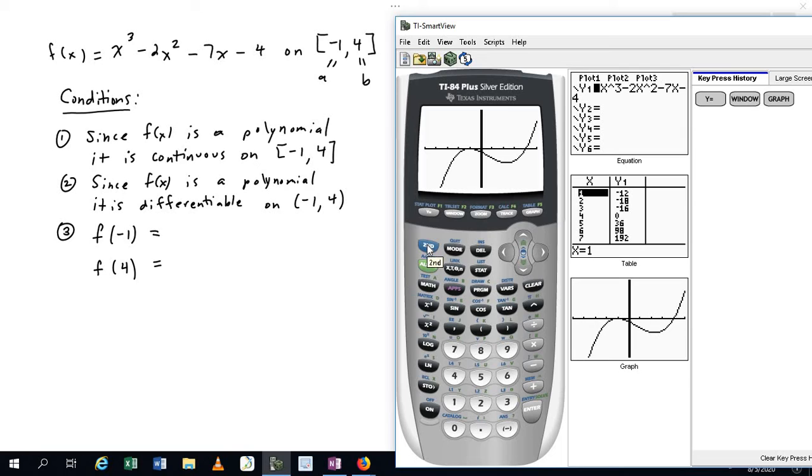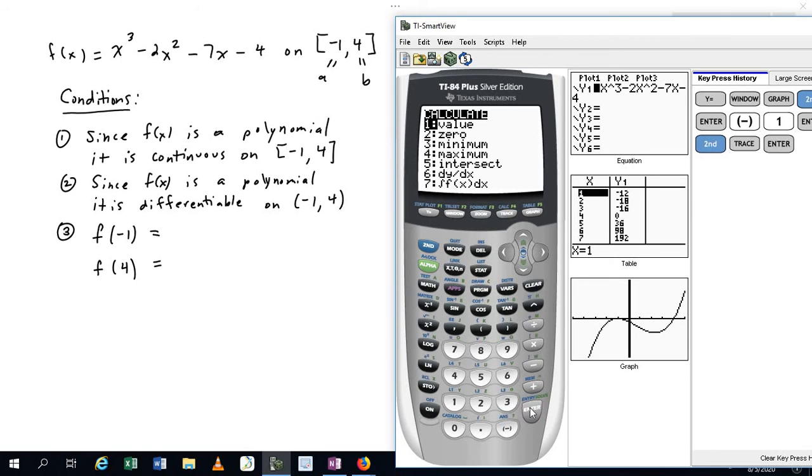So once you've adjusted the window, then you can go to Calc, which is a second button. So you press the second button and then Calc, and then it gives you this menu, and you just want to select value. So press Enter for value, and then it will prompt you for the x value, and we want to know when x is equal to -1, so we're going to plug -1 in. By the way, make sure you use the negative sign and not the subtraction sign. So -1, press Enter, and the y value is 0.